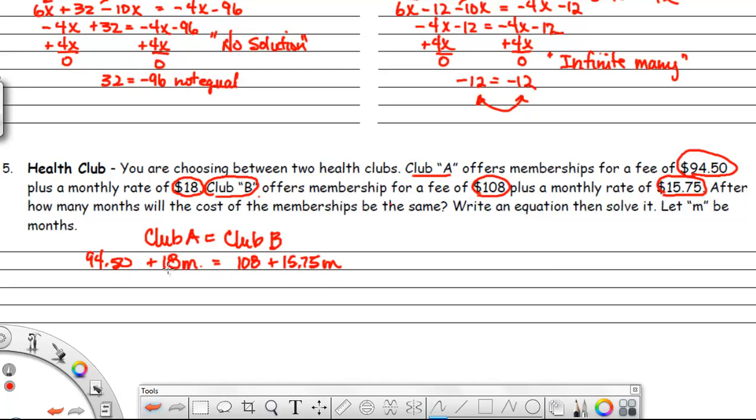Now we could go ahead and multiply each term by 100 to clear the decimals, and I'm going to do that right now. That'll move that decimal over twice. I'll do it to the 18, I'll do it to the 108, and then I'll do it to the 15.75m. Now my new equation becomes 9450. There's no decimals, they're gone. Then I have 1800. I move the decimal over twice, and then M equals 108, and then I've got two decimals, so that's 10,800.